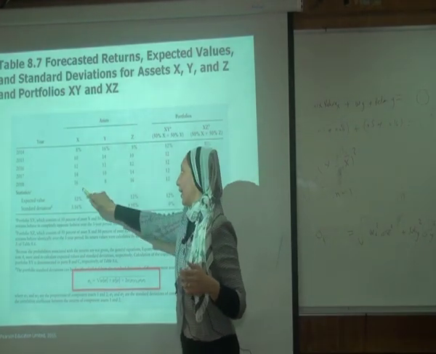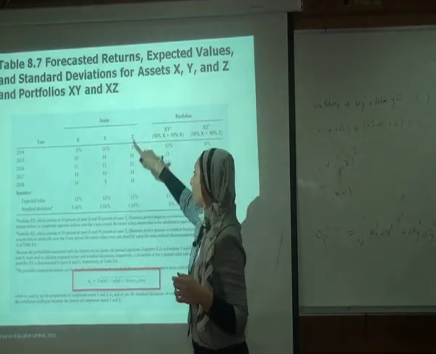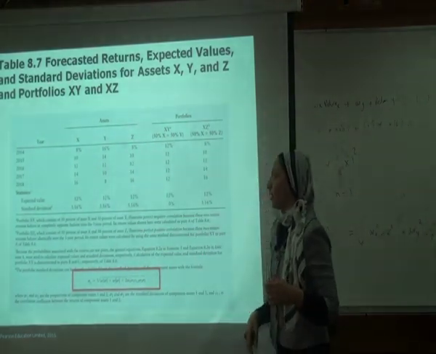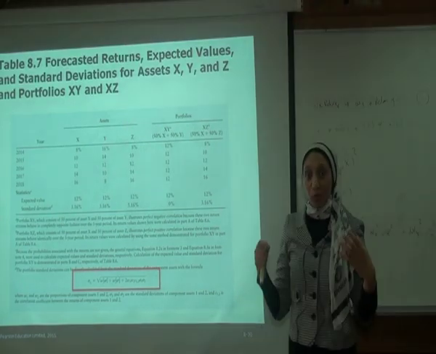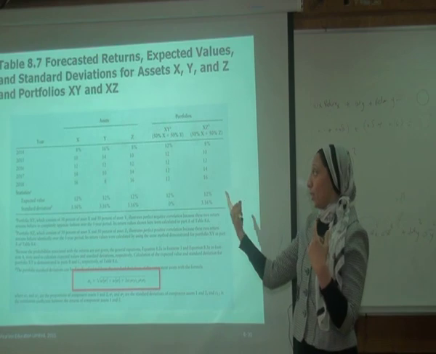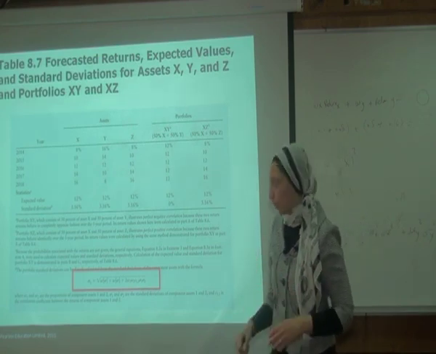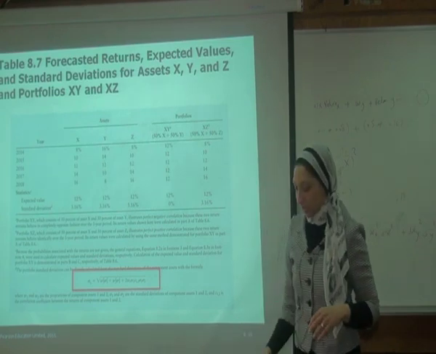If you compare stock X and Z, stock X is increasing and stock Z is increasing at the same rate, so this is a perfect positive correlation between the stocks. So again, just by observing the values of returns, you can determine whether the stocks are positively or negatively correlated.